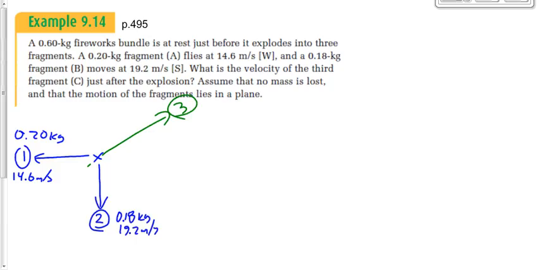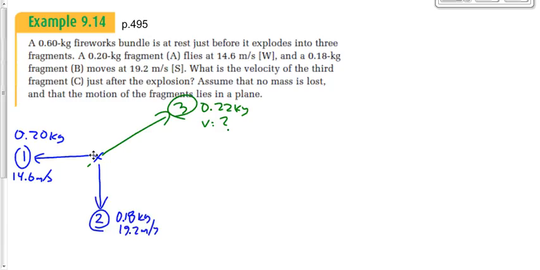What's the mass of the third piece? Do we know that? What is it? How'd you get that? Good. Total mass is 0.6. It's only 3 pieces, so we subtract 0.2 and 0.18 from 0.6. We don't know the speed, that's what we're trying to find. All right.